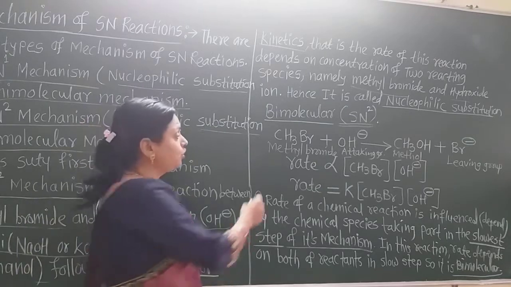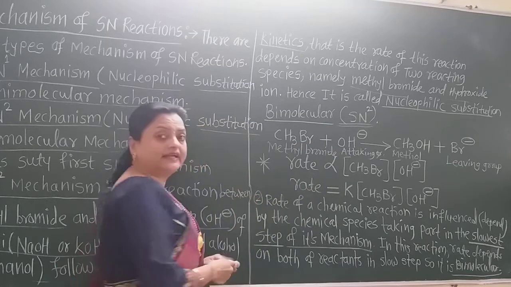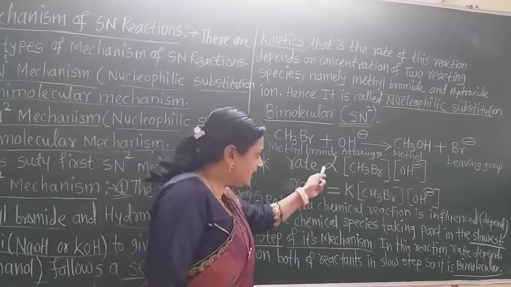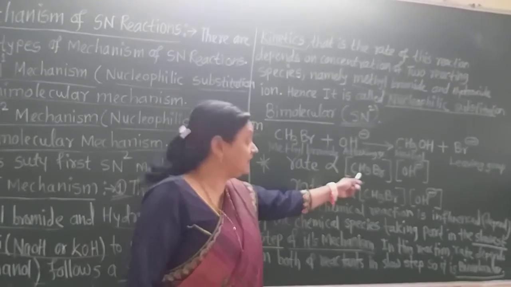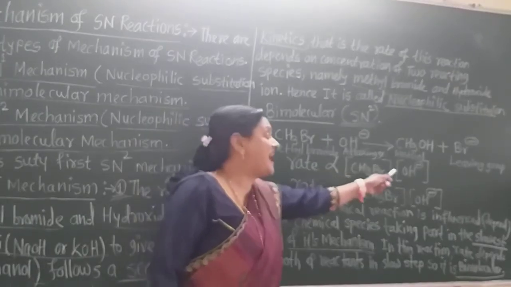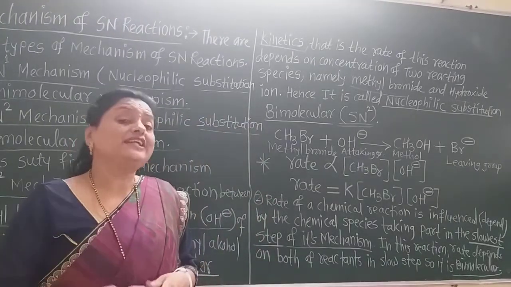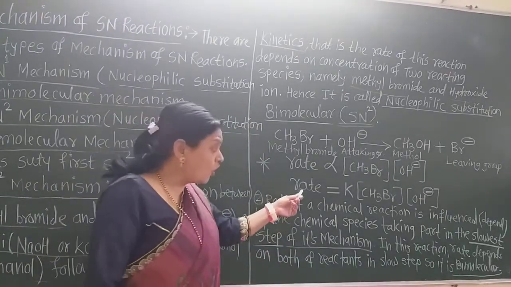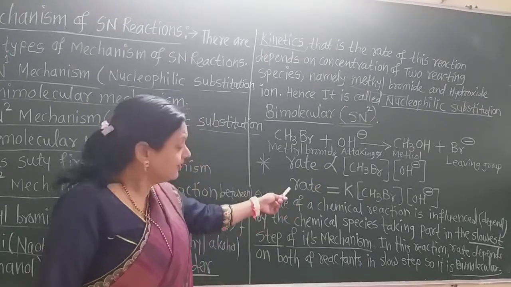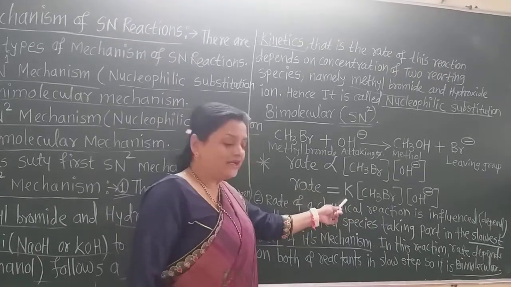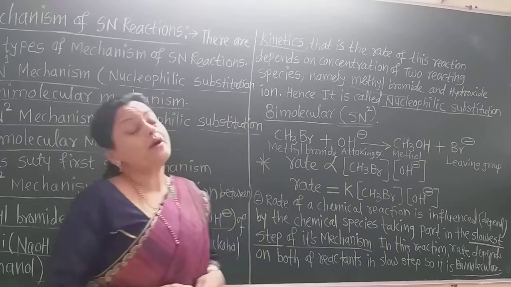Now the rate of this reaction, see student, here is the rate. The rate of the reaction is directly proportional to the concentration of this primary alkyl halide, the methyl bromide, and the concentration of the OH minus ion. Now by applying the law of mass action, removing the proportionality sign, how do we write it? Rate is equal to K into concentration of methyl bromide into concentration of hydroxide ion.